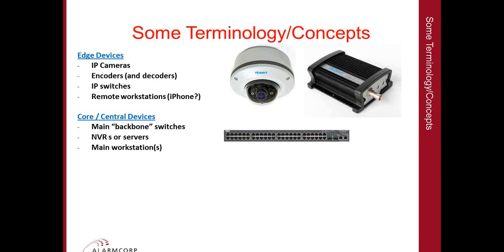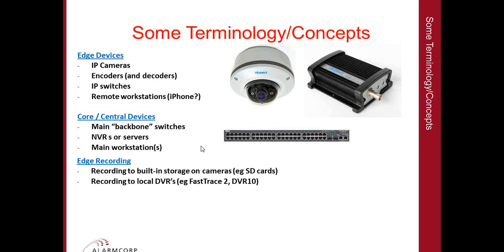Okay, edge recording. Edge recording means we are talking about recording to either the built-in storage on a camera, and this will typically be an SD card or micro SD card, and also recording to a local DVR in the field. For example, a Fast Trace 2 or even the older AdPro Fast Traces, a smaller TrueVision TVR10.